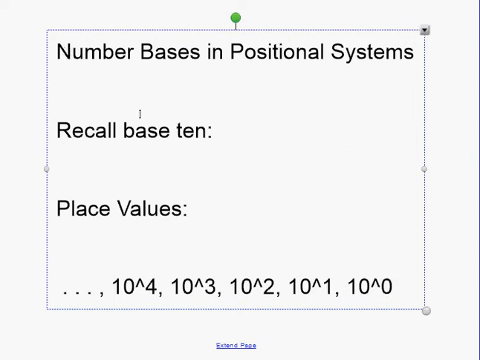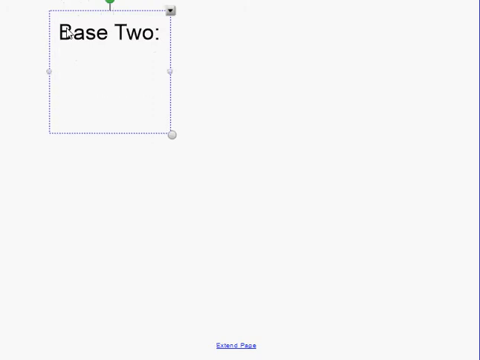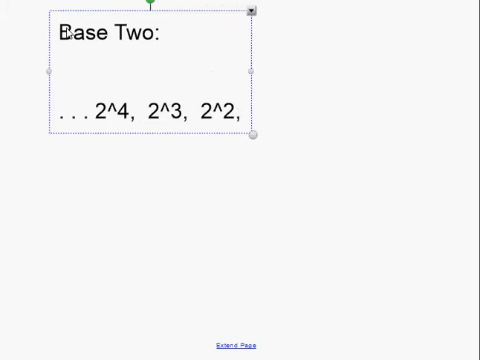Well, we mimic what we just did here for other bases. So let's take a look at, for example, base 2. Base 2 would have 2 raised to the 4th, 2 raised to the 3rd, 2 raised to the 2nd, 2 raised to the 1st, 2 raised to the 0. 8, 4, 2, and 1 are the first place values in base 2 system.